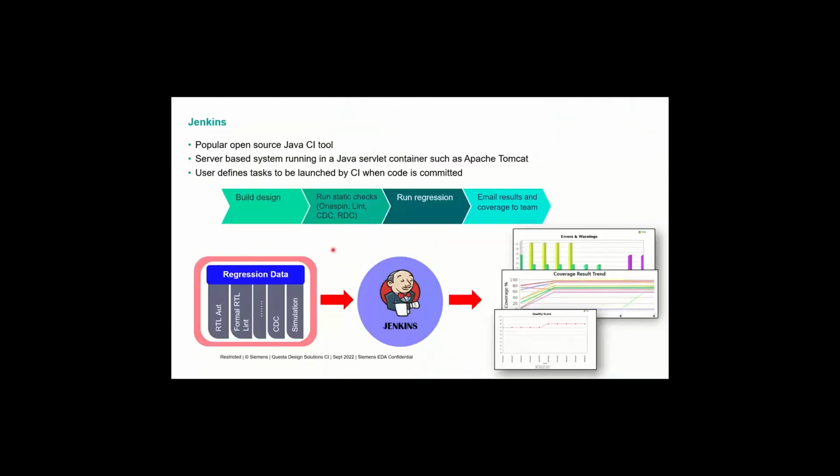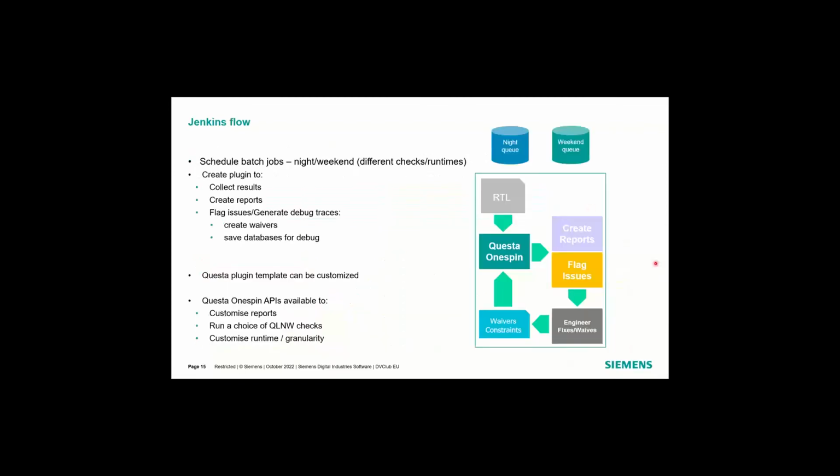So once you've come up with this, you want to take this to Jenkins. Jenkins is a very popular open source Java tool. What does it need? Well, it needs some regression data, and based on that, it generates reports. The Jenkins flow allows you to schedule batch jobs.